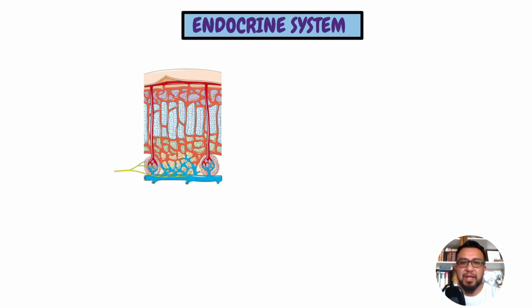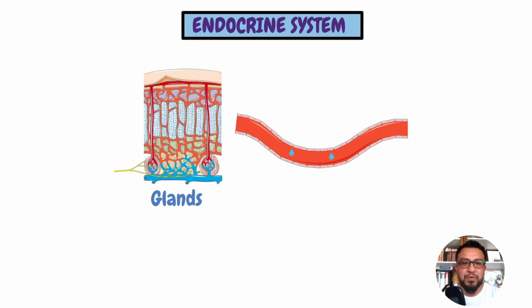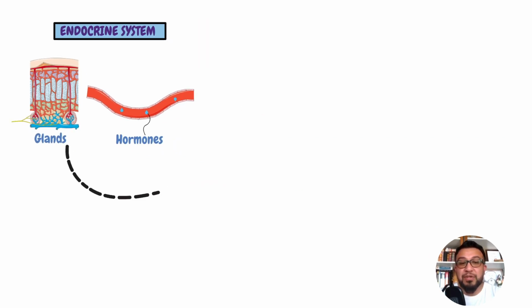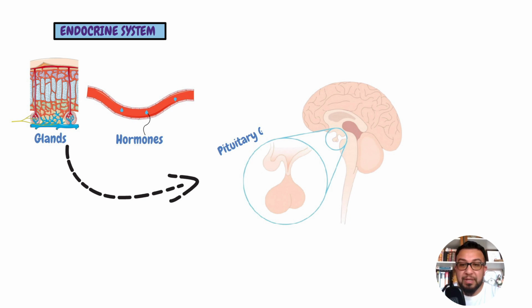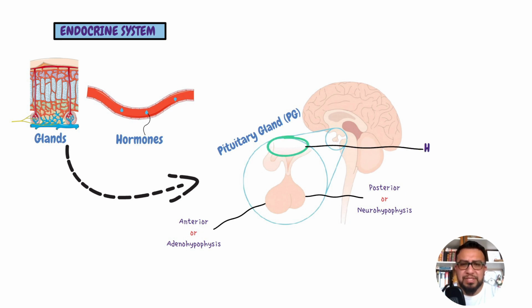All right, so the endocrine system consists of both the glands and the respective hormones that travel throughout the circulatory system toward their respective target organs. The master gland is known as the pituitary gland. It's composed of both the anterior, or the adenohypophysis, and the posterior, or the neurohypophysis. The hypothalamus is a regulatory center and controls the pituitary gland.